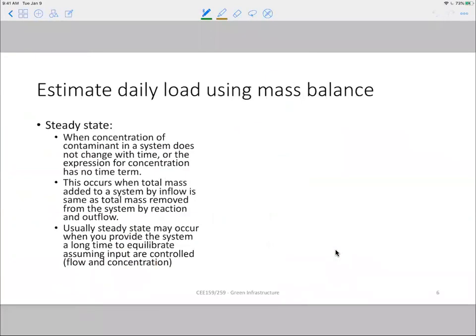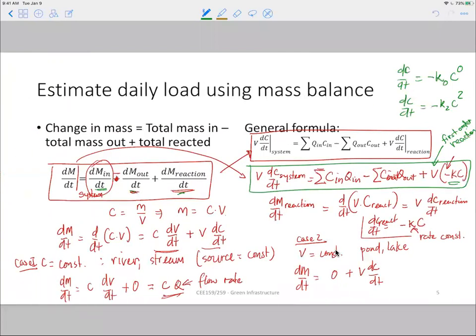So one of the specific cases is steady state. Steady state means the concentration doesn't change over time in a system. And usually it's the case if the system is in equilibrium for input or output for a long period of time. So again, for the steady state, we can say that the very first term over here is 0 because concentration doesn't change over time.